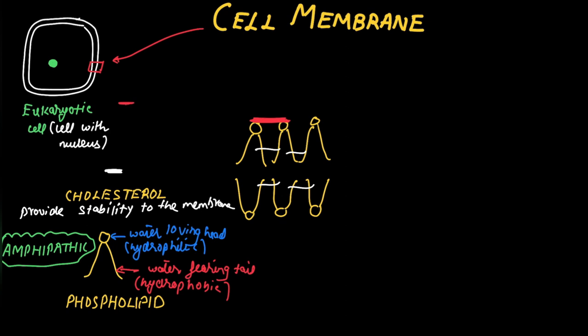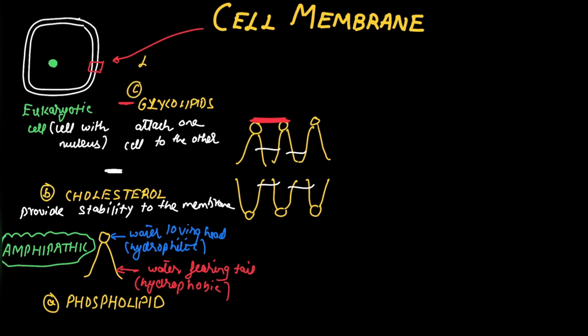On the outside, there are glycolipids. That is carbohydrate with lipids, and they help in attaching one cell to another. So they function as cell adhesion molecules. So these are the lipids: phospholipids, cholesterol, and glycolipids. Phospholipid is amphipathic, cholesterol provides stability, and glycolipids help as cell adhesion molecules.